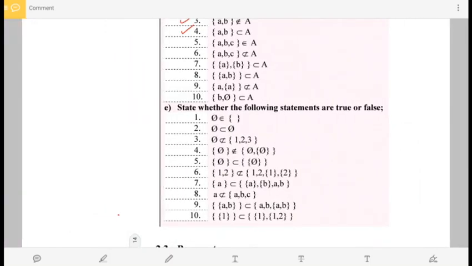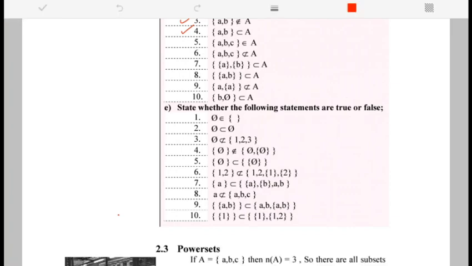Now, letter E. Here, you have to write true or false. Just write T if the statement is true and F if it is false. Let's see. Number one, is empty set an element of empty set? Do we have an empty set inside that set? There's no element. Therefore, that must be false.